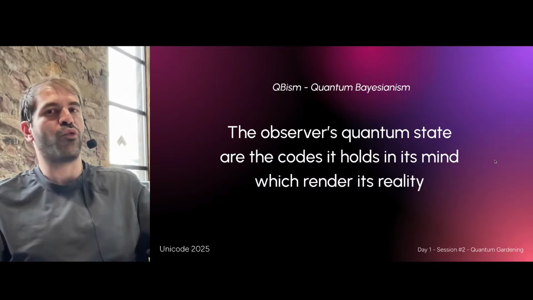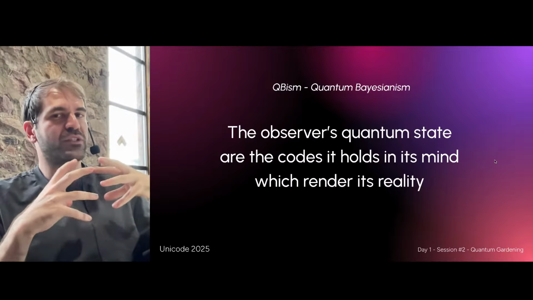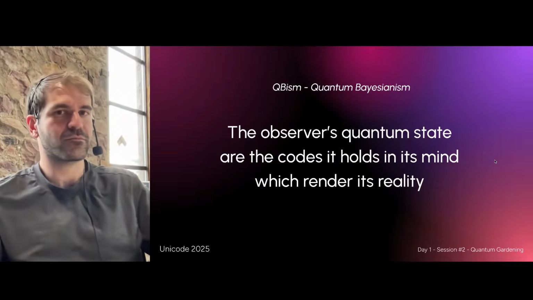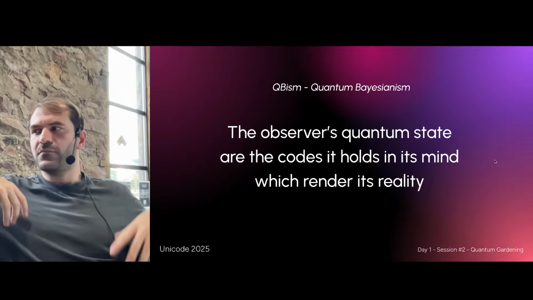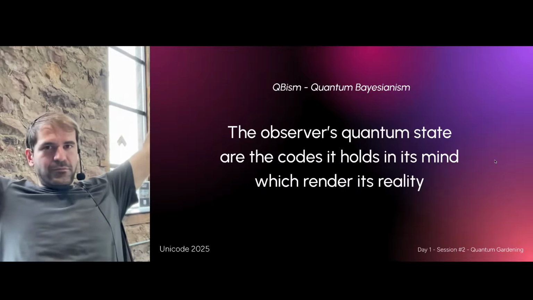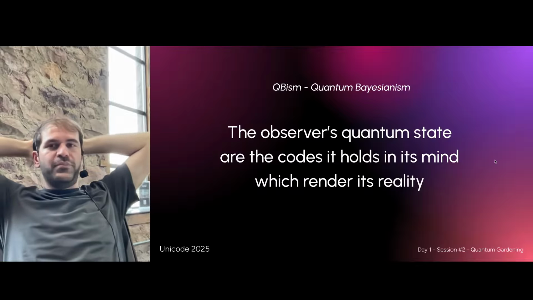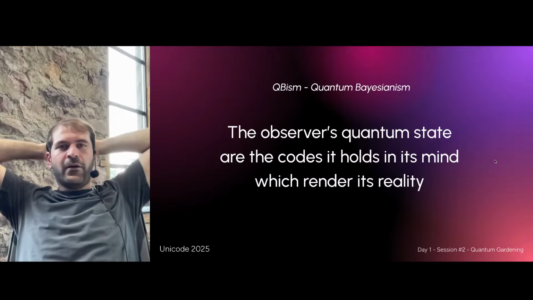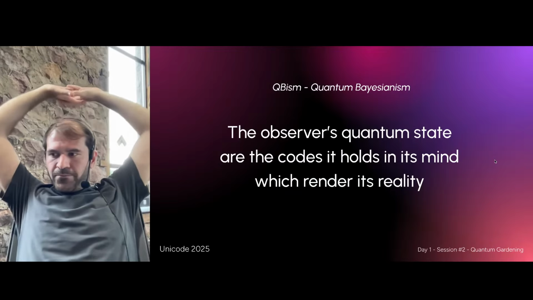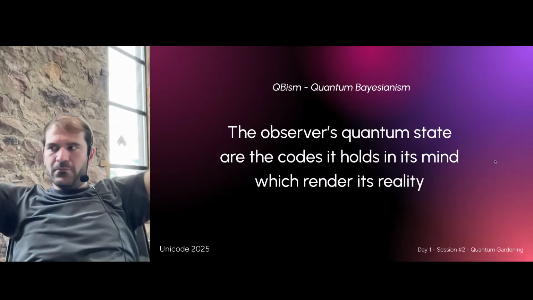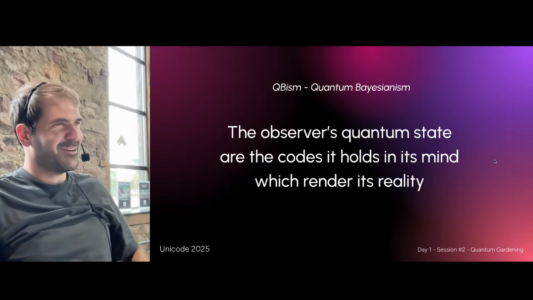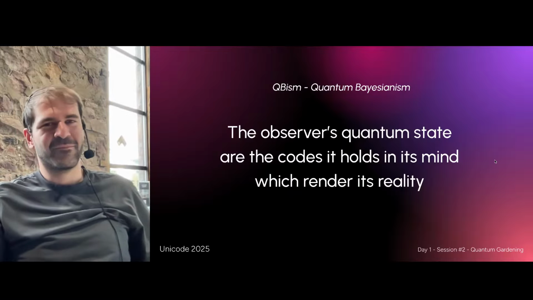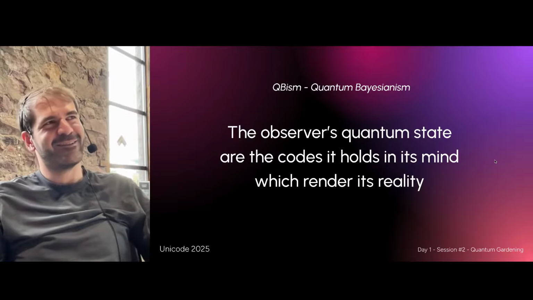And then with cubism, the observer's quantum state are the codes it holds in its mind, which render its reality. I love this one so much. Direct with the universe's mind.